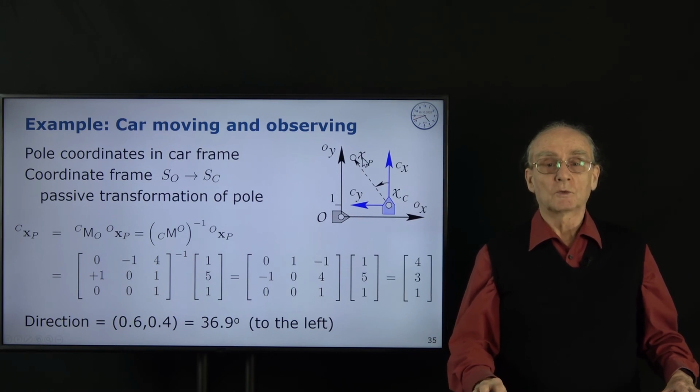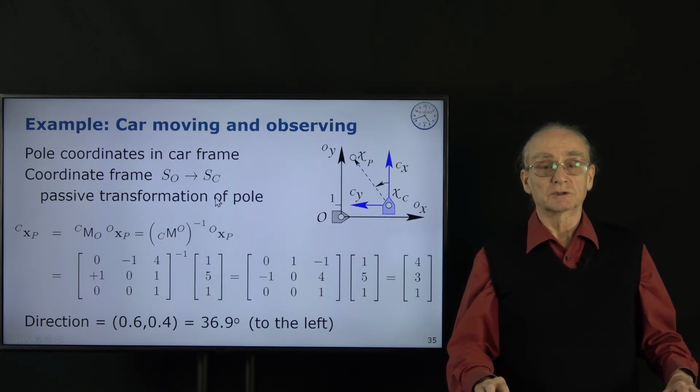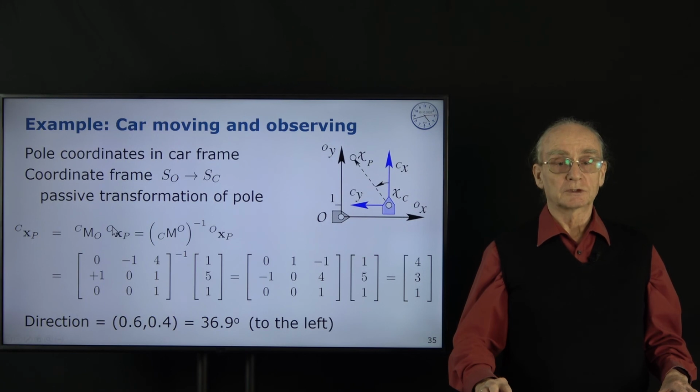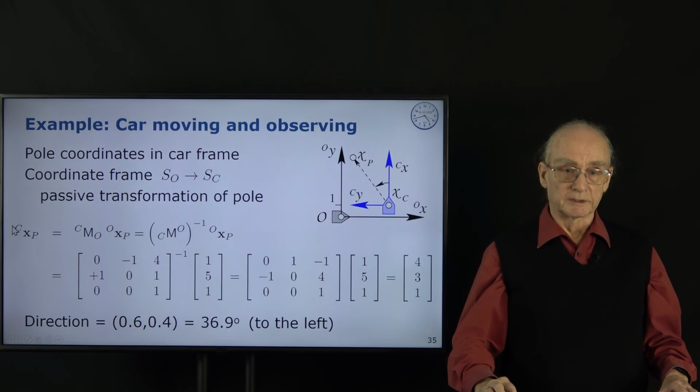Now we want to know what the pole coordinates are in the car coordinate system. Now we have a coordinate frame motion from O to C. This is because the pole doesn't change. It's a passive transformation of the pole coordinates. So what we would like to do is the following. We want to take the coordinates of the pole, which are 1, 5 in the original system, and derive the coordinates of the pole in the car coordinate system.